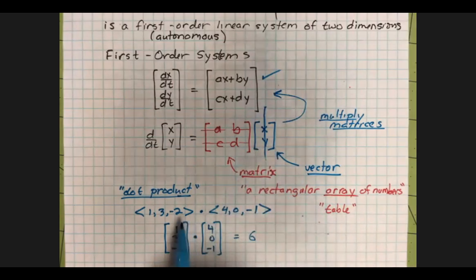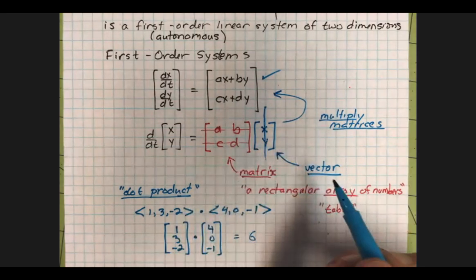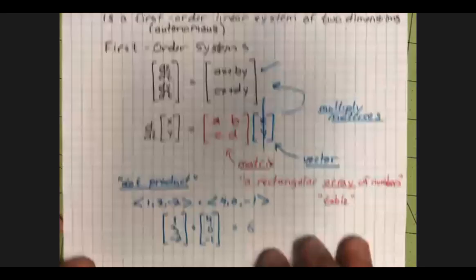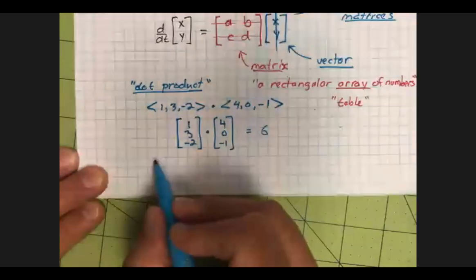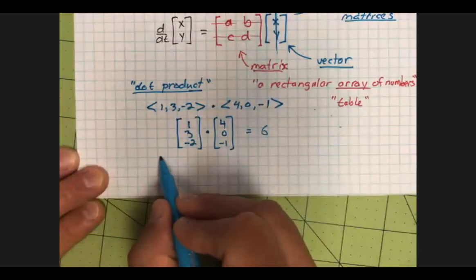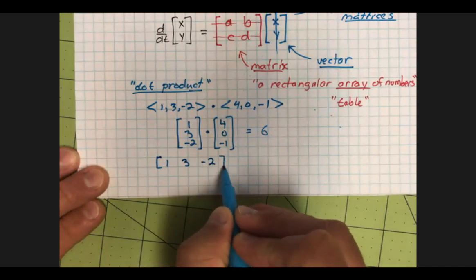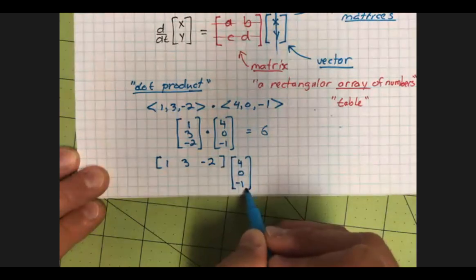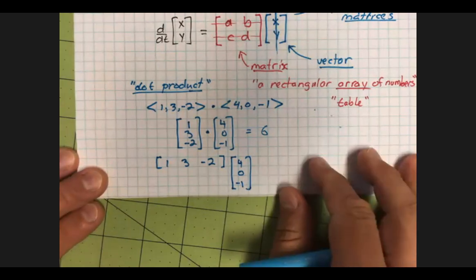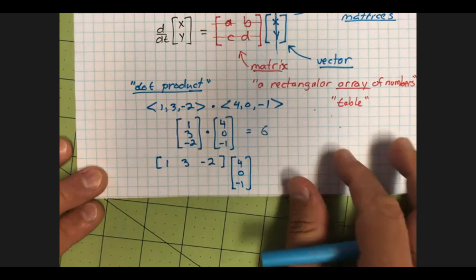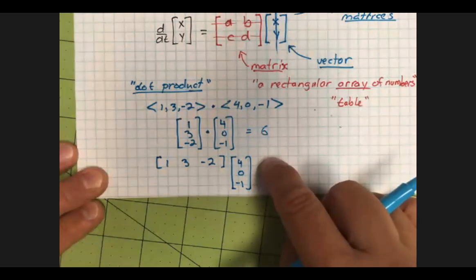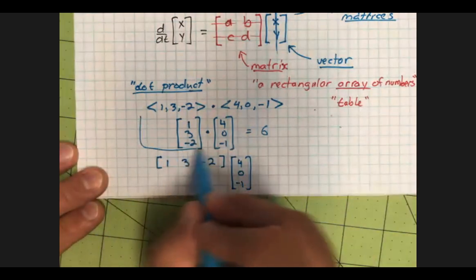And it's a different way to write a dot product, if you like to say it that way. If you want, I could have written the dot product in your traditional calculus class like this: 1, 3, minus 2 times 4, 0, minus 1. There are as many different notations for doing this as there are people. But these are three common notations. And we're going to be focusing more on this notation.